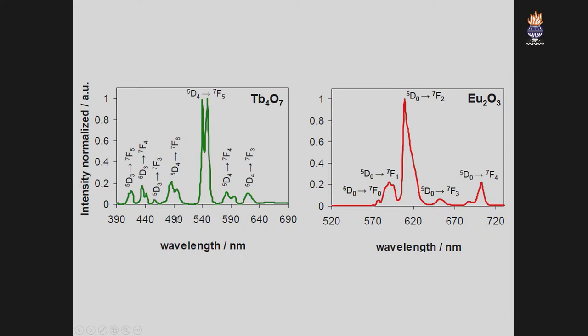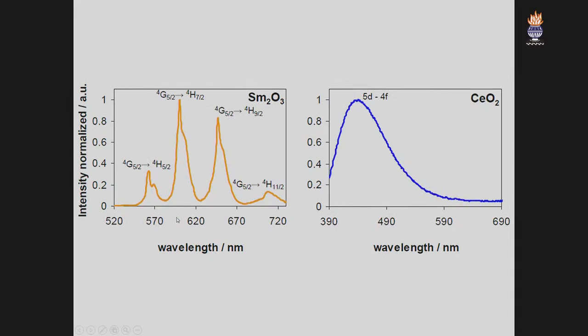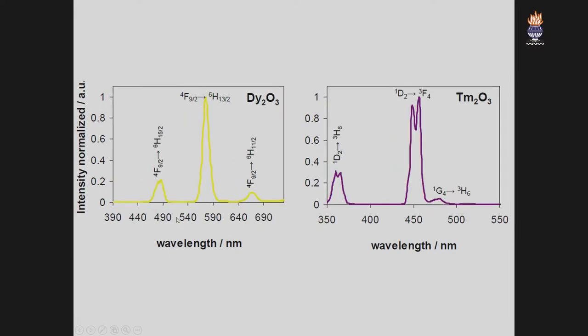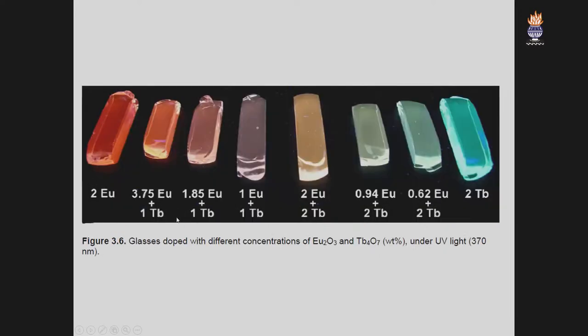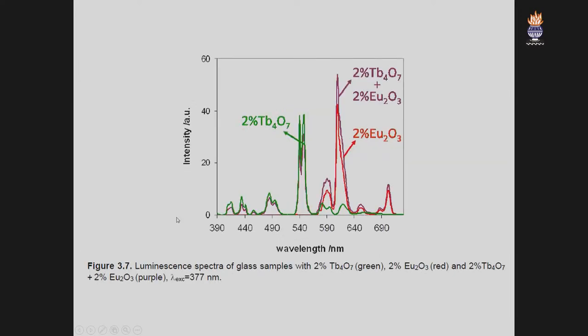So there are different transitions. And this is samarium oxide and CeO2. This is also an absorption spectrum. And this is dysprosium and Tm2O3. This is how we can select the samples.